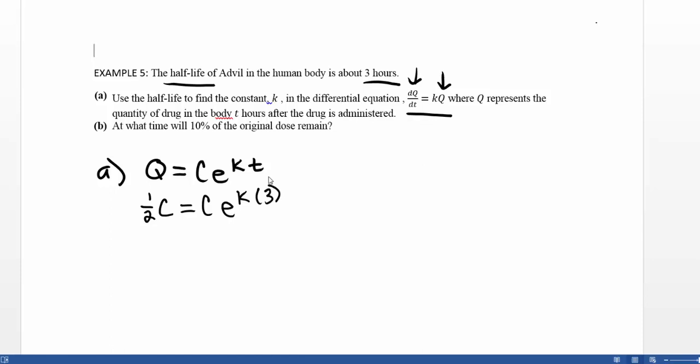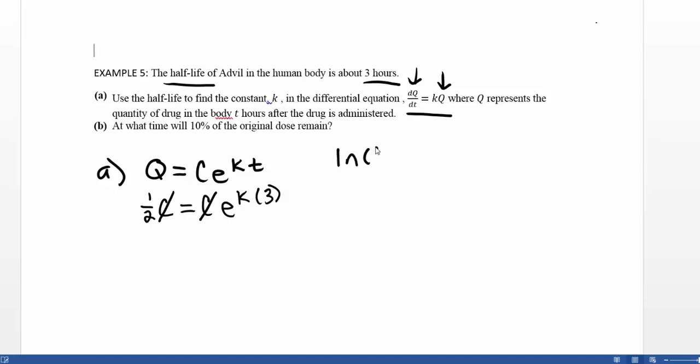So notice that I don't know how much the original amount is. I don't know C. I don't know if it was 100 milligrams, 400 milligrams, but I can still solve this equation for k because I can divide C out of both sides, and then I'm left with 1/2 equals e^(k times 3).